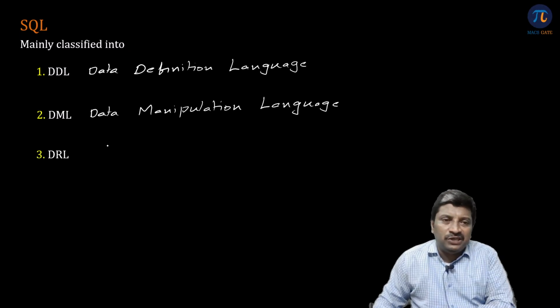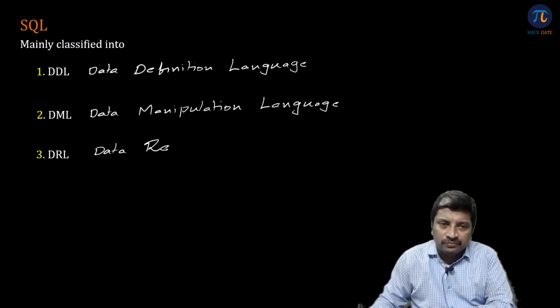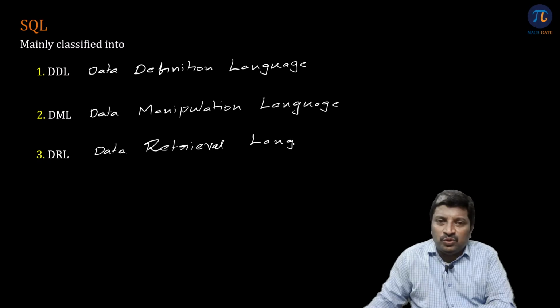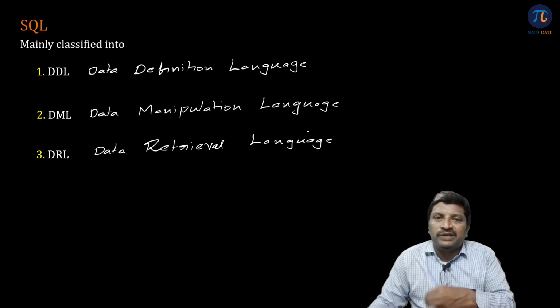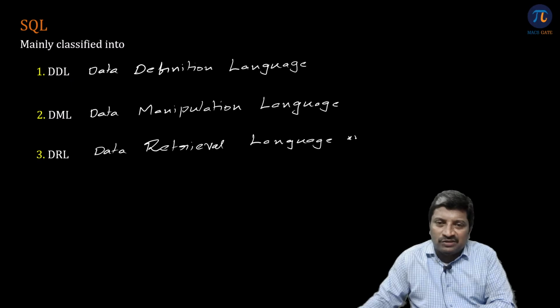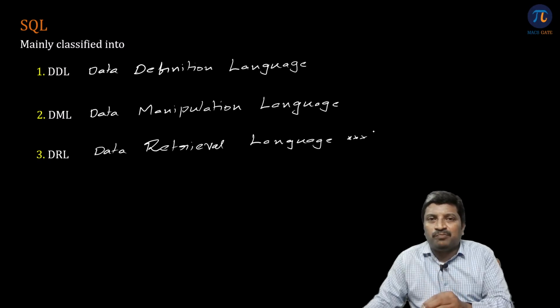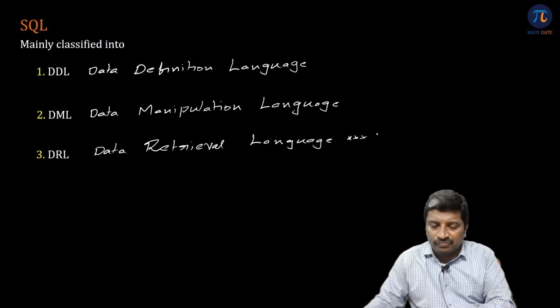The next one is DRL, data retrieval language. The commands which we use to get the information from the database. Under this part, we don't modify anything in the database. Just we try to get some information, depending on our requirement. This is our main concentration from our GATE exam point of view. The remaining commands also we discuss, sir, but we don't go in depth.